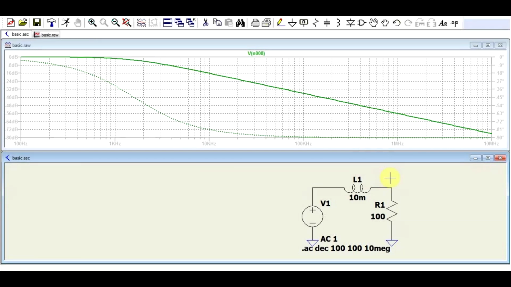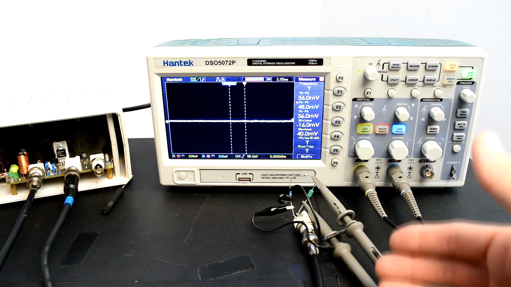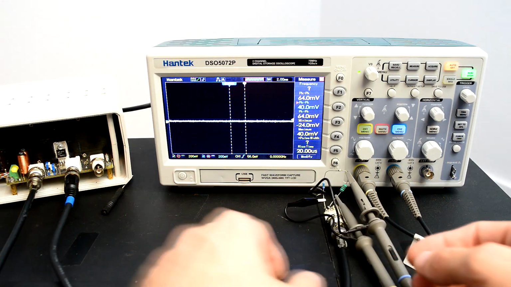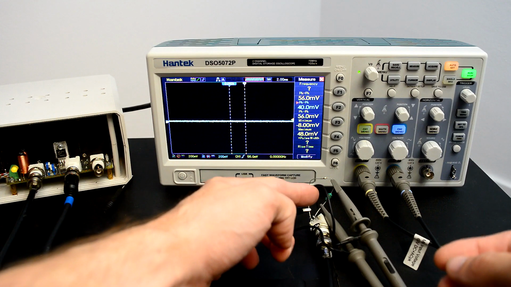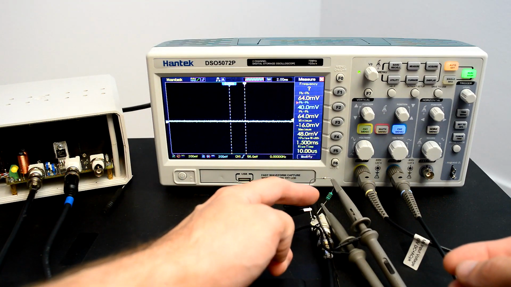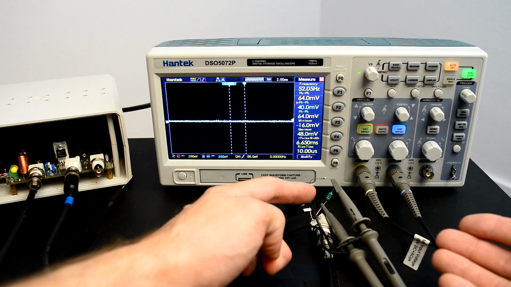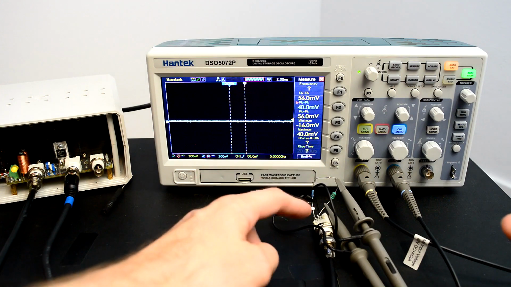Let's see how this thing behaves in real life. So what do you think? Will it be just like in the simulation or not? For that purpose, I got this setup right here. I'll be using a signal generator, amplifying it through the amplifier, and then passing it into this little circuit. What I got here is a 10 millihenry inductor. Even though it's a very big inductor, it's not that big, so size doesn't always matter. And it's in series with a 200 ohm resistor.